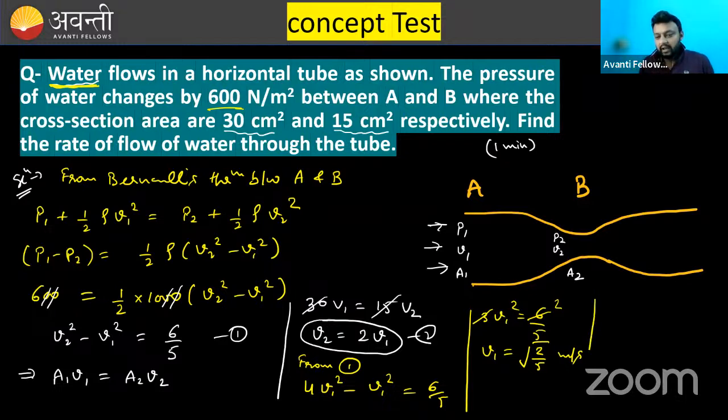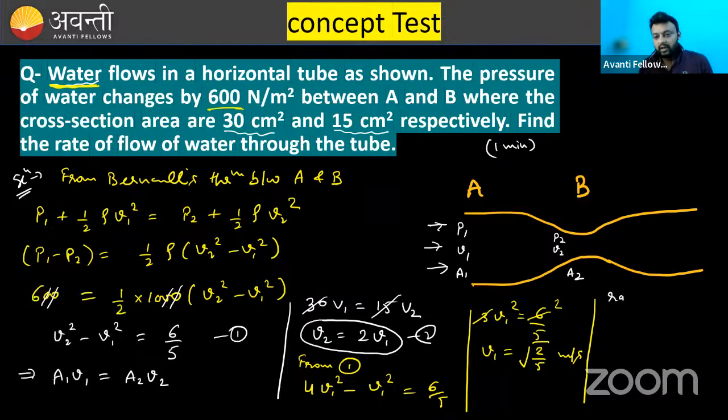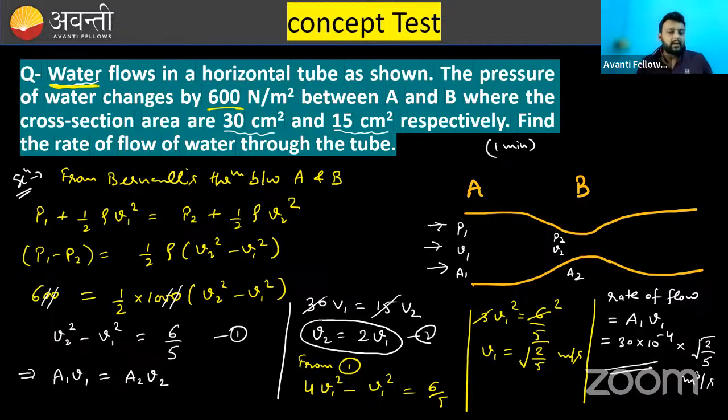They are asking about the rate of flow. So the rate of flow is A1 into V1. A1 is 30 centimeter square, that is 30 into 10 raised to the power minus 4. Into V1, which is root 2 by 5. This is our answer, in meter cube per second. This is the rate of flow.